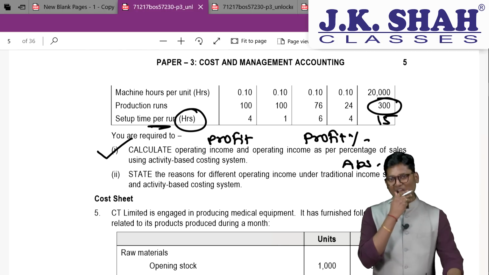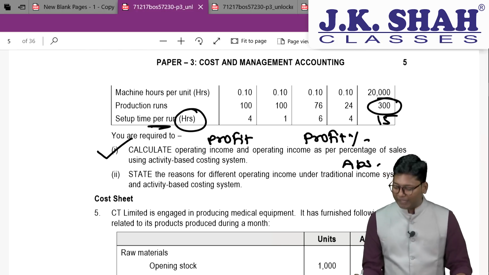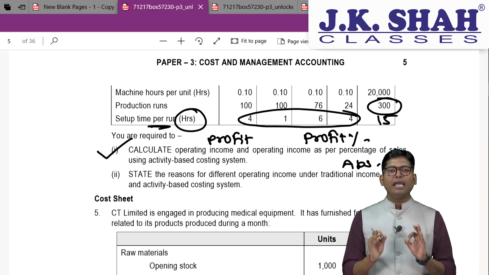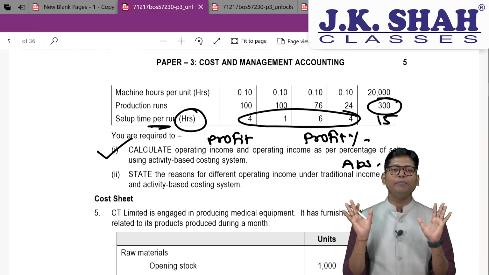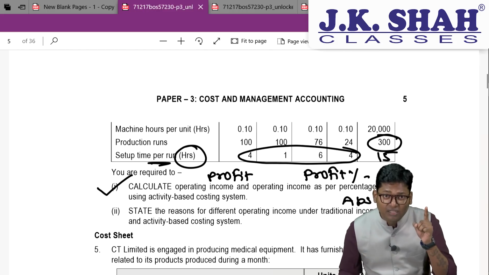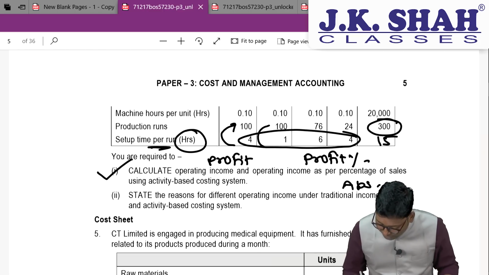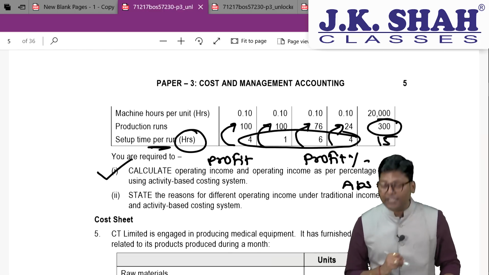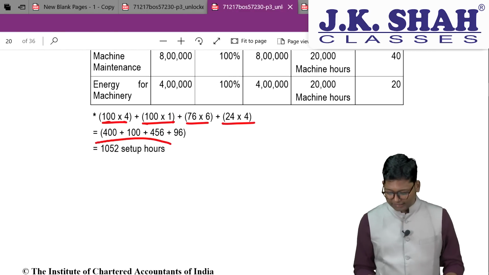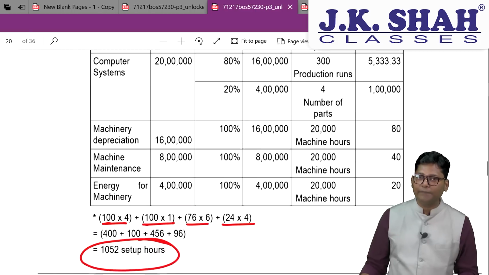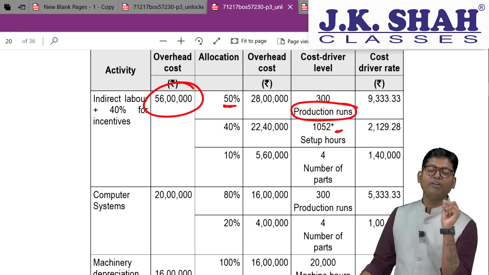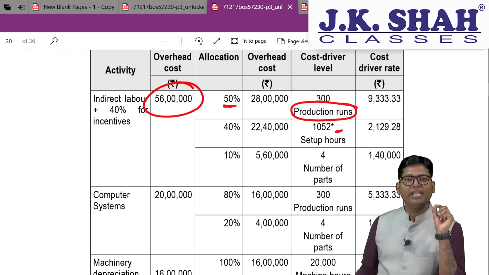The basic mistake committed by students is that they consider the individual setup time. This is the setup time per run, for one run. You should multiply this with the total production runs to get the total setup, and the same thing is shown in this working note, and this is how total setup hours are computed. So 50% of your indirect labor plus 40% incentive is to be bifurcated on the basis of 300 production runs.